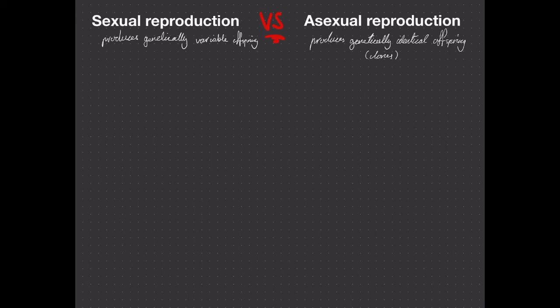Today we're going to be talking quickly about sexual reproduction and asexual reproduction. So we're going to start off by identifying that sexual reproduction produces genetically variable offspring and asexual reproduction produces genetically identical offspring, or clones. Okay, let's run through it.